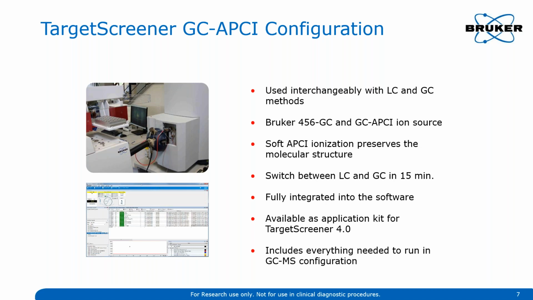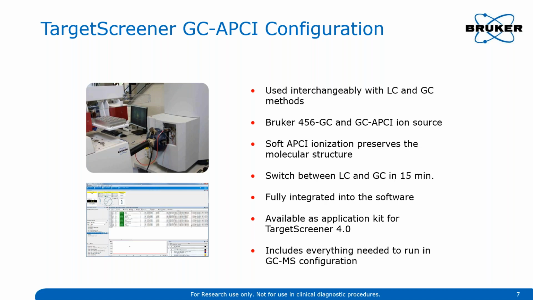Last year, Bruker released a new version of the TargetScreener solution. Now it's on revision 4.0. One of the important additions in this new version is the support of GC-APCI configuration. APCI, or atmospheric pressure chemical ionization, is a very soft ionization technique that preserves the molecular structure of the ions, allowing for easy identification of unknowns.